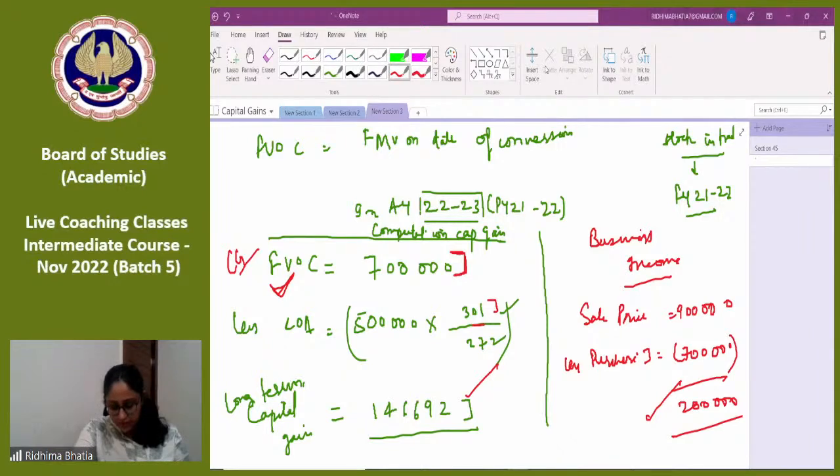Himanshu has a very good and technical question. That ma'am, why is full value of consideration my fair market value on date of conversion, and why not the sale consideration? Would someone like to answer it? If someone answers it correctly, I will know that person has got the concept. Otherwise, I'll answer it. So Himanshu is saying, why are we taking full value of consideration as my fair market value on date of conversion, and why not sale consideration?